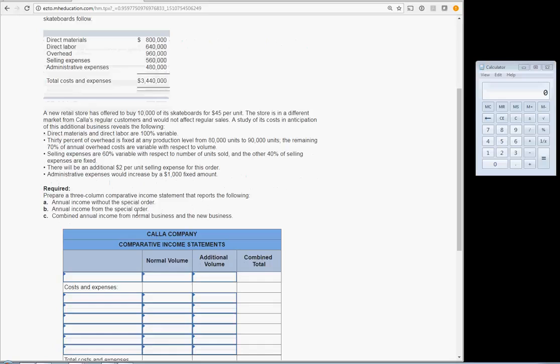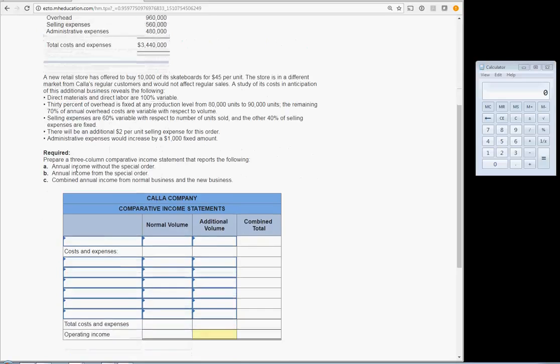Knowing all that, we want to prepare a 3-column comparative income statement that reports the following. Annual income without the special order. That's our normal volume. Our annual income from the special order, that's going to be our additional volume. And then combined annual income, basically bringing those two things together. So how would we approach this?